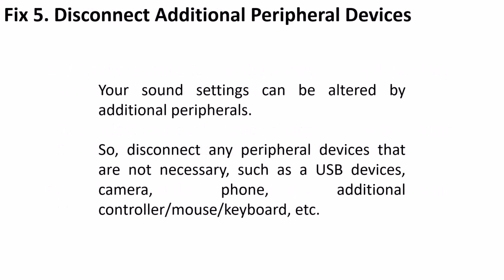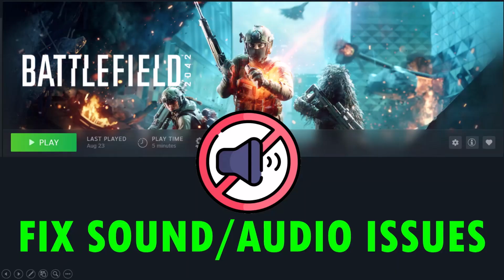Fifth solution is to disconnect additional peripheral devices. So your sound settings can be altered by additional peripherals. So disconnect such peripheral devices that are not necessary, such as USB devices, camera, phone, additional controller, mouse, keyboard, etc. And then you can check. So by this way you can fix the sound or audio issues in Battlefield 2042 game.